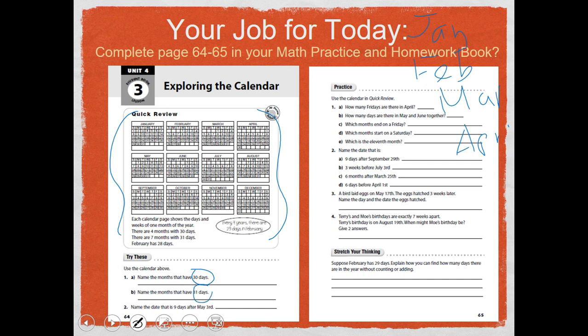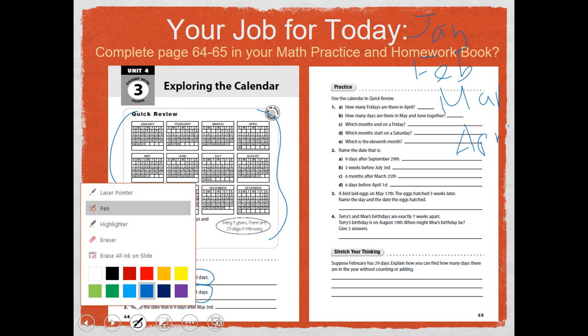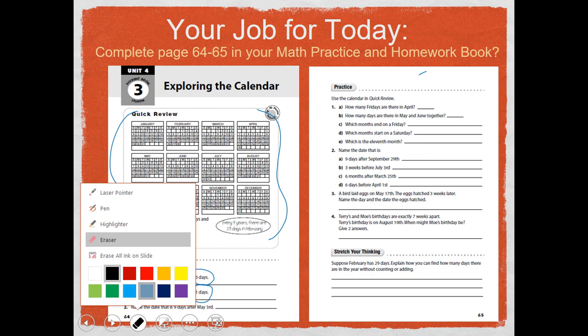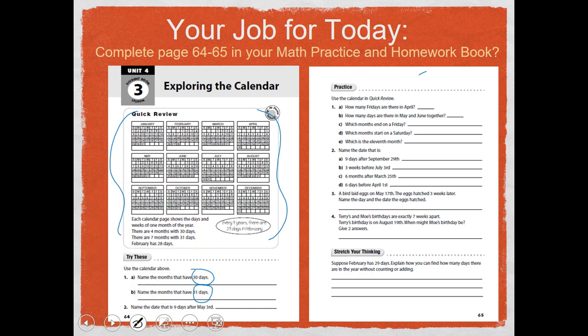For B, same type of answer. You just have to write the months that have 31 days, okay? For number 2, you need to write the date that is, let me just quickly erase that. So you have to write the date that is 9 days after May 3rd. So you need to look at the May calendar and count 9 days. So 3 plus 9 equals, and then you're going to write May and the date. So whatever number it is, okay? Remember, date means May, the month, and the number.